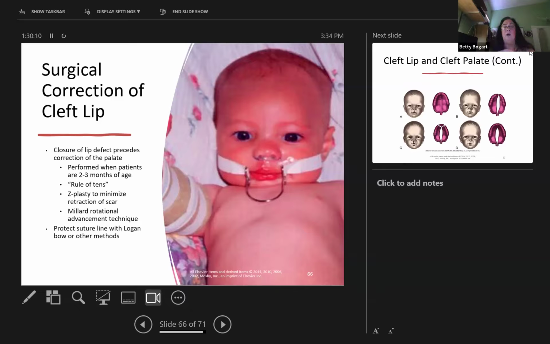So we try to do the lip. We do the surgical repair at 2 to 3 months. We want that lip to be there, okay? That little metal thing that's sitting there is called a Logan bar. And that's so that if they put their face into the blanket or the bed, it's not going to rip open that plastic procedure they've done to close it up.